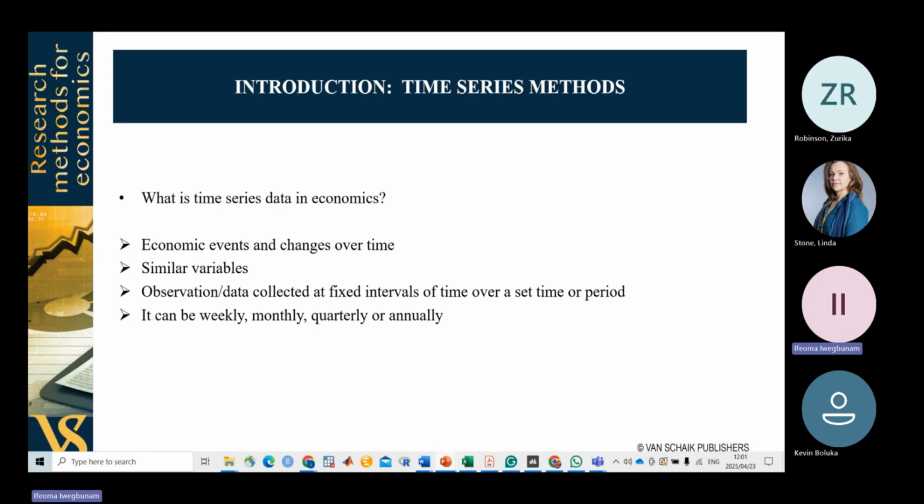So time series data in economics helps us to measure the events and changes over time within the data we are using in our research. So the data has to be similar, and the observations or the data have to be collected at a fixed interval over time. It can be weekly, monthly, quarterly, or annually.